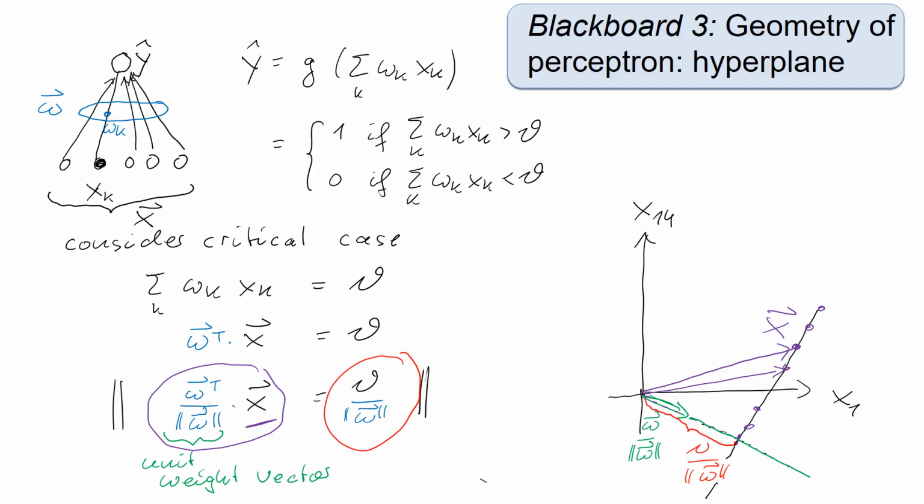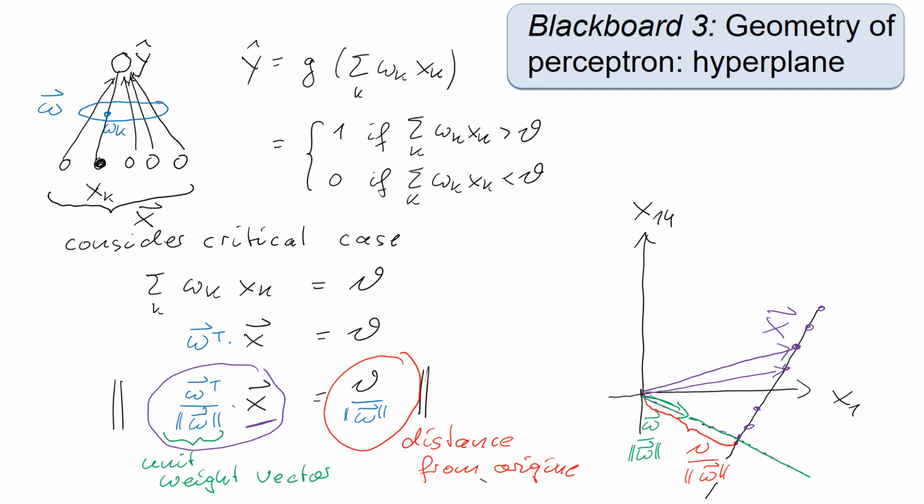In fact, this is the set of all the critical points. This hyperplane defines the set of all the critical points, and this right-hand side of the equation is the distance from origin.